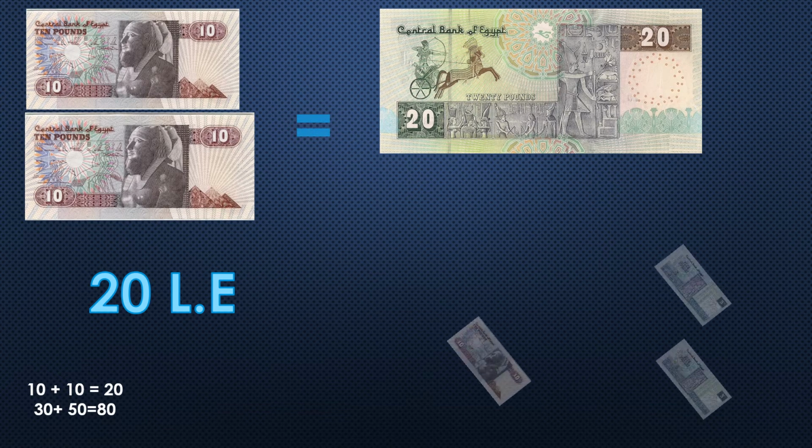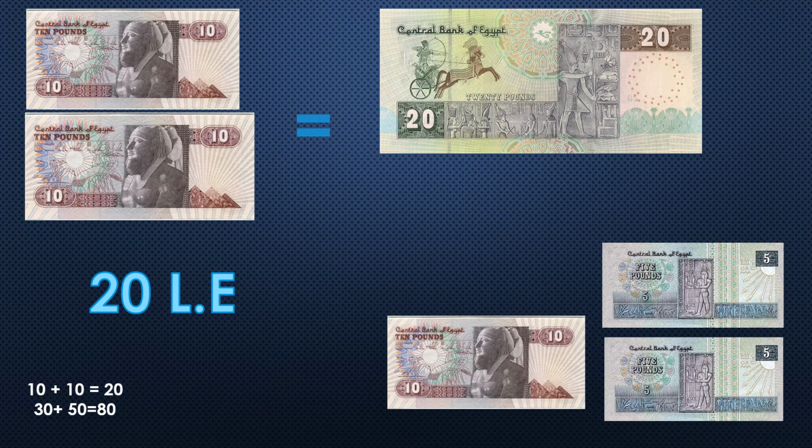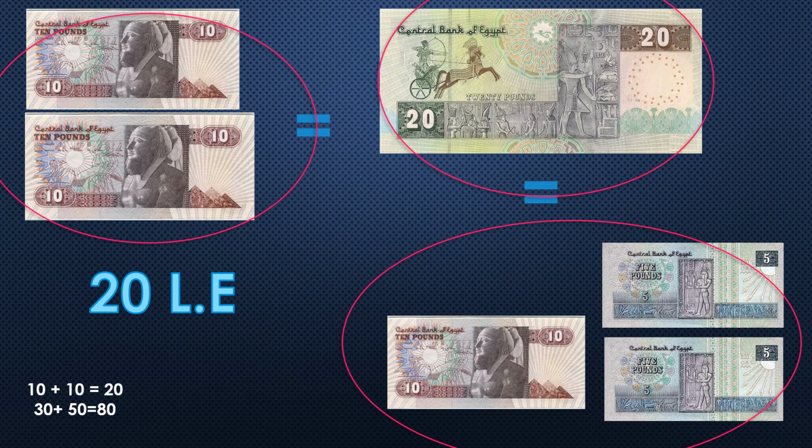Yes. So, who can tell me what this amount of money is? 10 and 5 and 5. It's also 20 LE. So, three amounts of money in different shapes. Three of them are 20 LE.